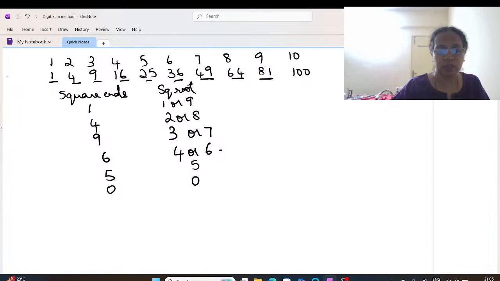An interesting point to note is that these two numbers add up to 10. 1 plus 9 is 10, 2 plus 8 is 10, 3 plus 7 is 10, 4 plus 6 is 10.